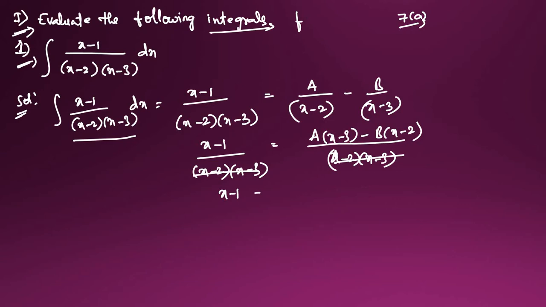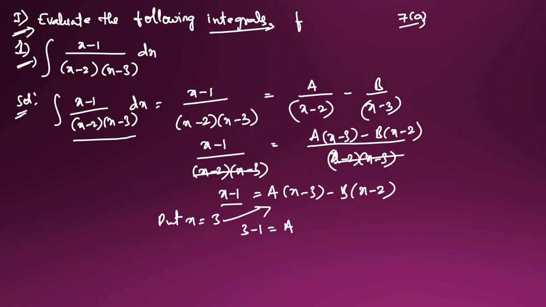x minus 1 is equal to a into x minus 3 will remain, and minus b into x minus 2 will remain here. So first we put x equal to 3 in this equation. If I substitute it, 3 minus 1 is equal to a into 3 minus 3 will come, minus b into 3 minus 2 will come here.